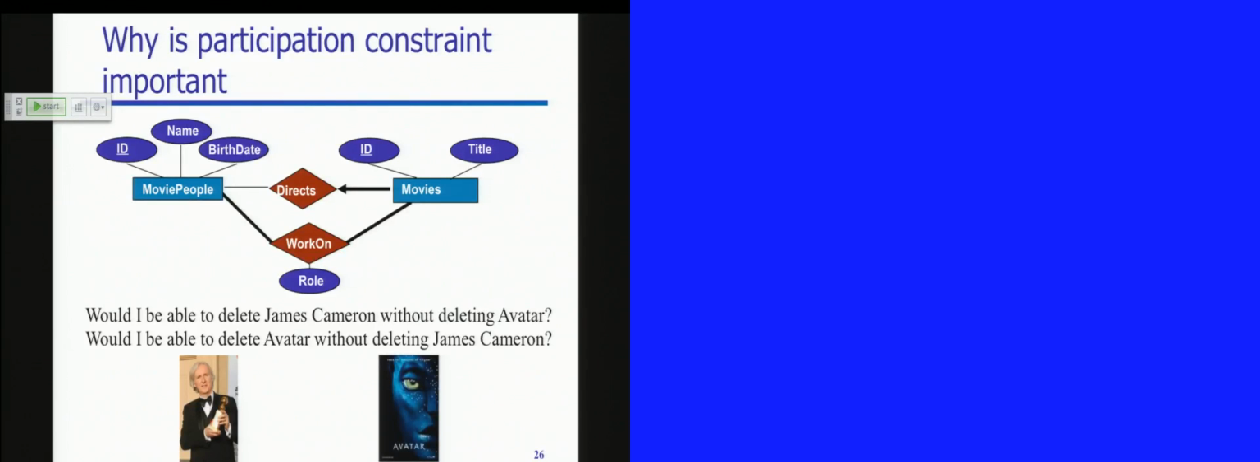The other reason, based on what I see here, is that every movie person has to have worked on some movie. If Avatar is the only movie that James Cameron has worked on, and I remove it, that means that he hasn't worked on a movie before. Therefore, he's not a movie person anymore, and I need to remove him from that list as well.